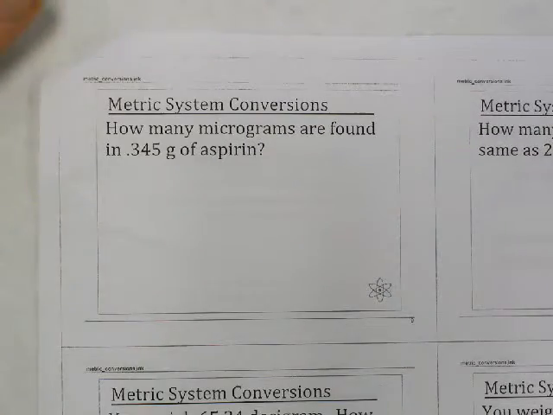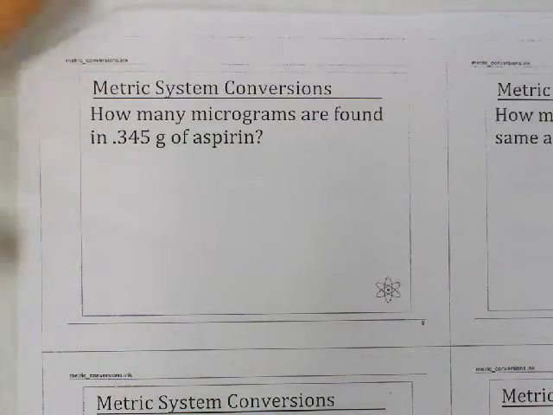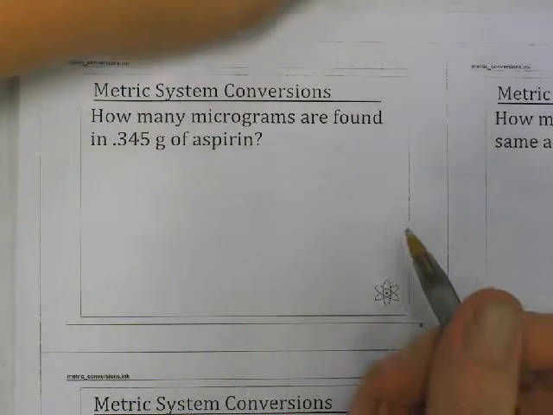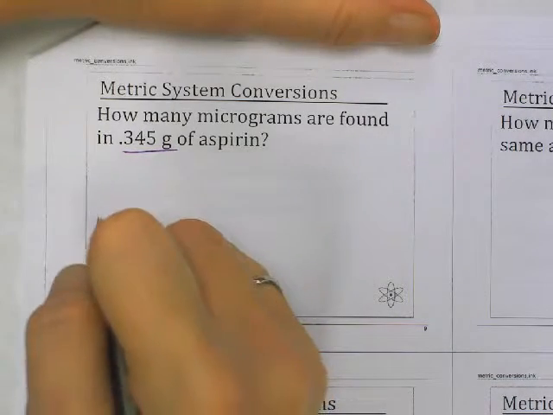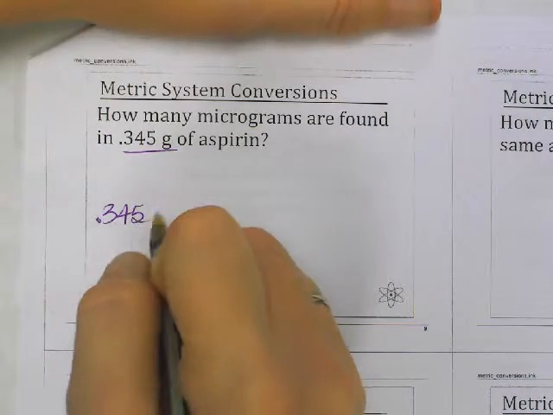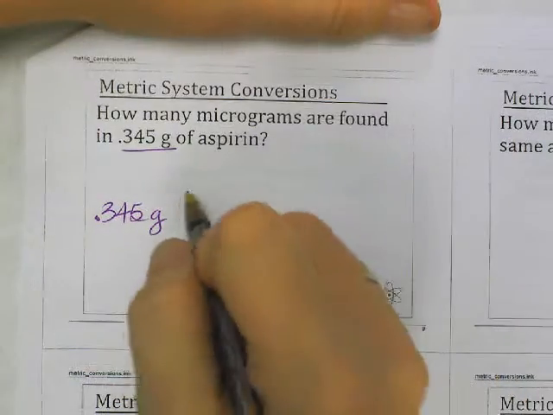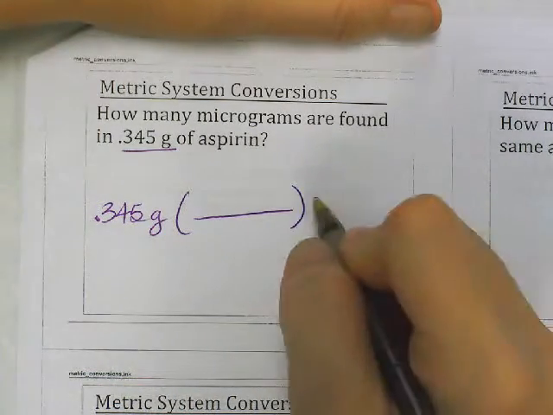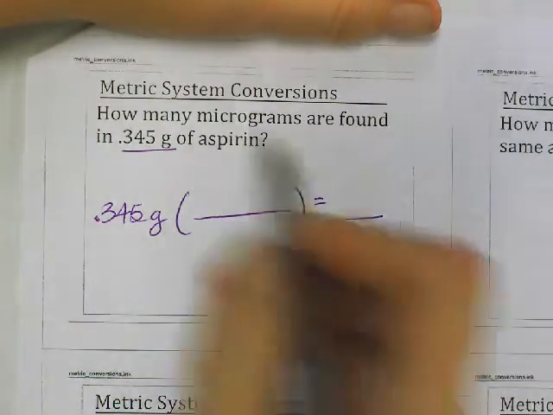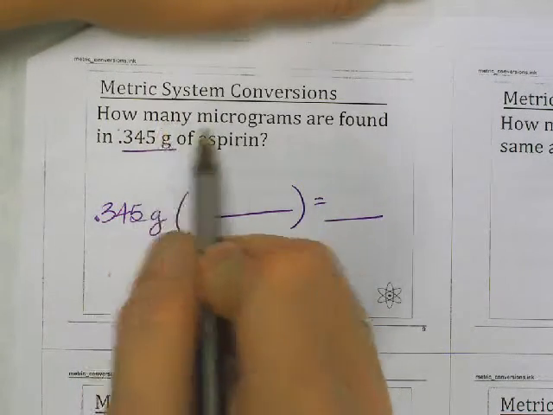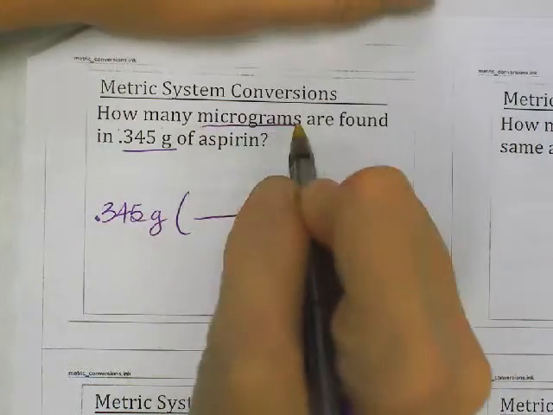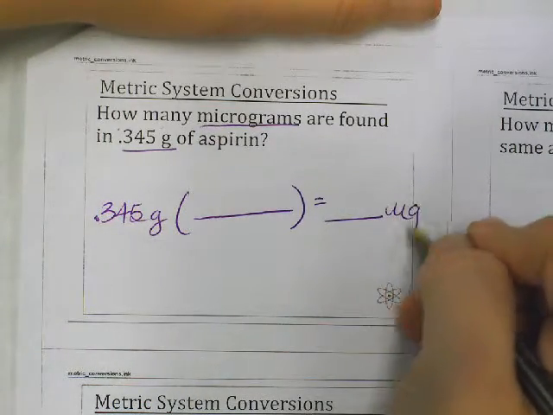Alright, so how many micrograms are found in 0.345 grams of aspirin? I start by writing down my known, 0.345 grams. I'm going to do a conversion to get it into my unknown. My unknown always follows the words how many or how much. So I am getting this into micrograms.